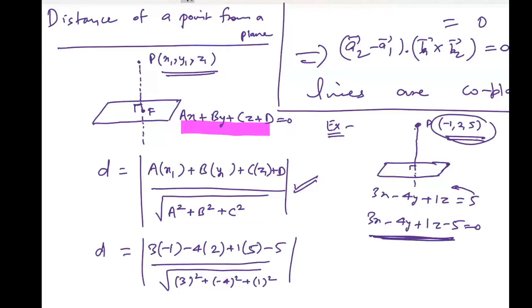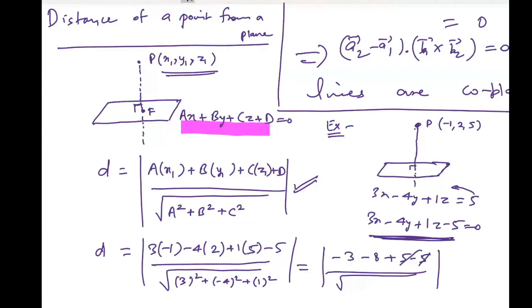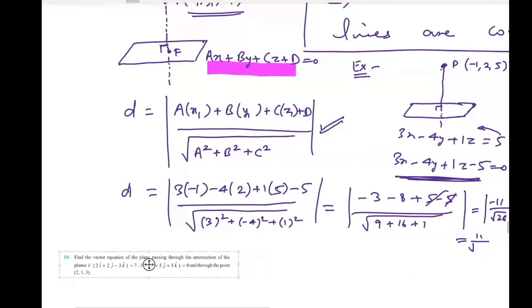Very simple formula, nothing new, very similar to the formula which we learned in class 11th for a straight line, the distance of a point from a line. So this is minus 3 minus 8 plus 5 minus 5, divided by root of 9 plus 16 plus 1. You just simplify, this is minus 11 by root 26. What is the meaning of mod? It will make it positive, so this is nothing but 11 by root 26.